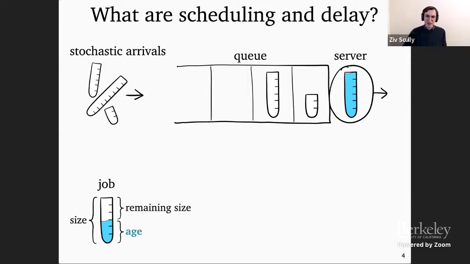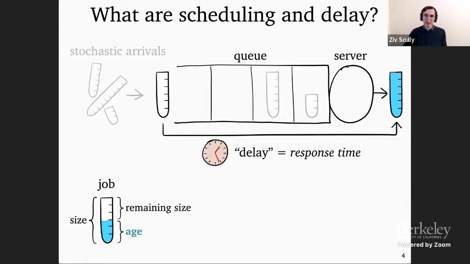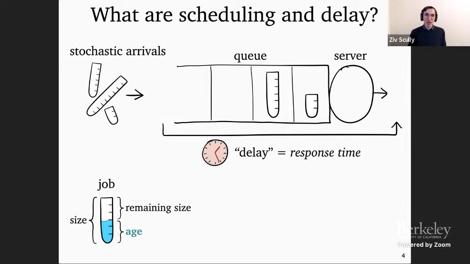So at some point, the server is going to finish this job. When the job is done, its age equals its size. It exits the system. The amount of time this job spent in the system between arrival and completion is called that job's response time. So whenever I say delay, I'm talking specifically about response time. So that job is gone. The server's empty. What does it do next?